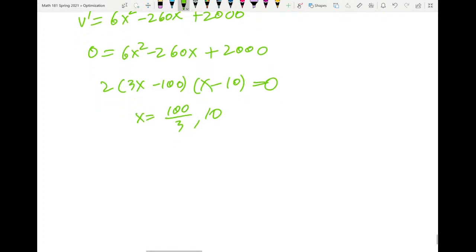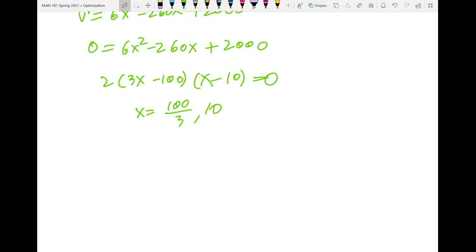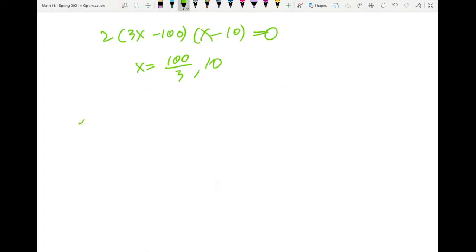So if we let x be 100 over 3, do you see what's the problem we have? We have a domain problem. This number is outside the domain.